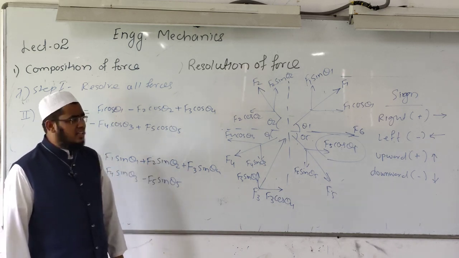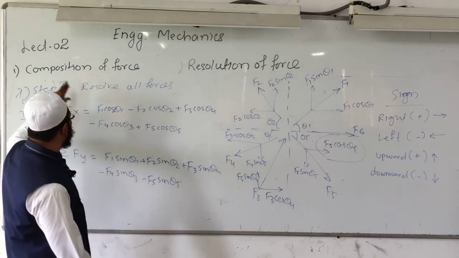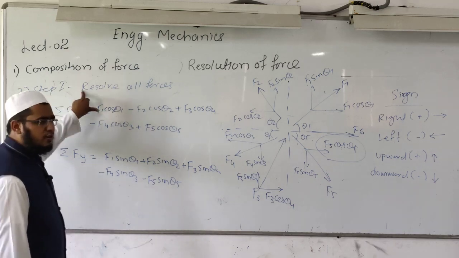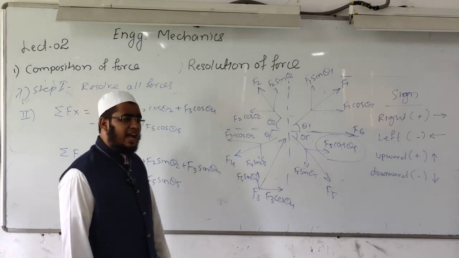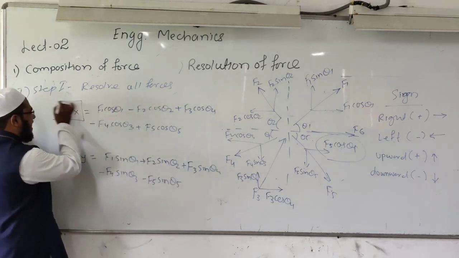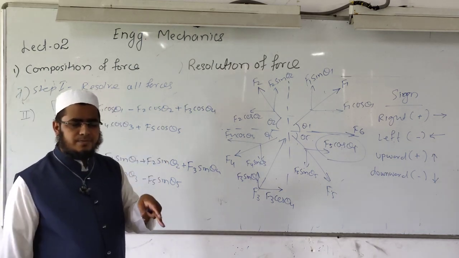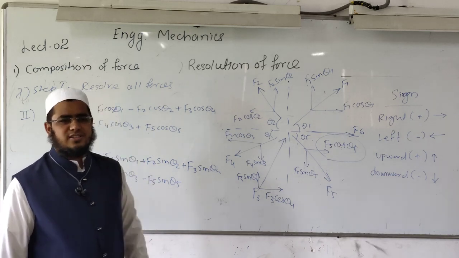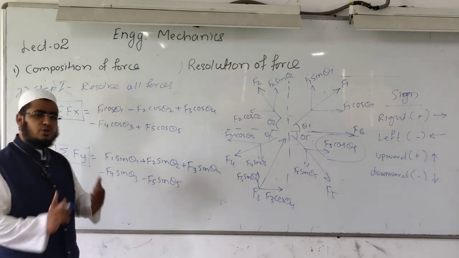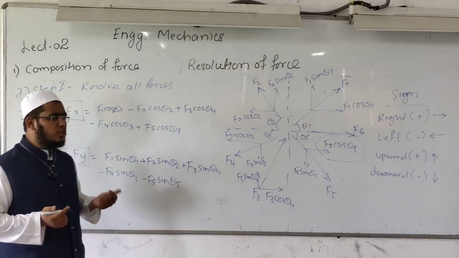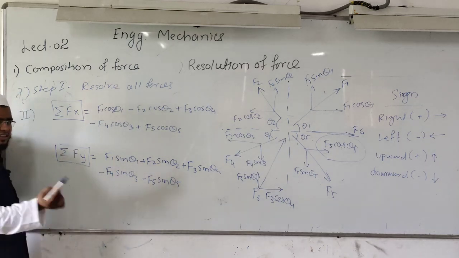It means that initially the force system which has only 5 forces, after the first step of resolving all the forces, was converted into 10 forces, and with the help of summation Fx and summation Fy, that force system again becomes a two-force system. One is summation Fx and another is summation Fy. Both are mutually perpendicular to each other, which means the angle between them is 90 degrees.